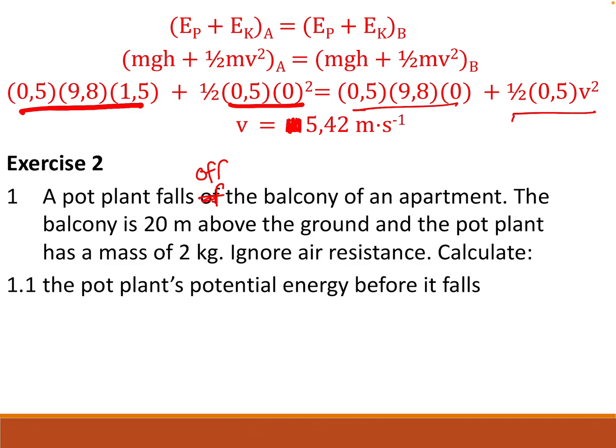A pot plant falls off the balcony of an apartment. The balcony is 20 meters above the ground. The pot plant has a mass of 2 kilograms. We have a 2 kilogram pot plant which falls off, so VI is 0.